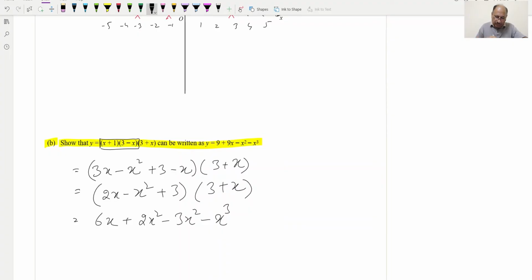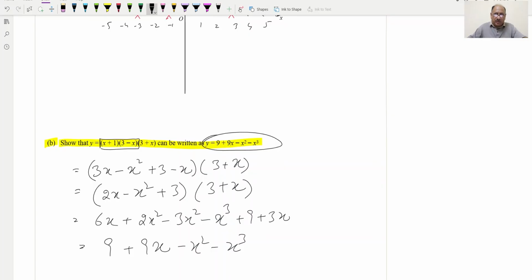Now we will rewrite it. Keeping in mind we need this shape, we have 9, and plus we are getting 9x also, as this and this result in 9x. Then we are getting x squared also from this one, so minus x squared and minus x cubed, which is basically the required answer which we have done. Hopefully you understood this.